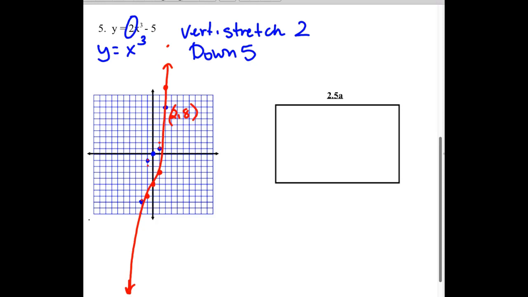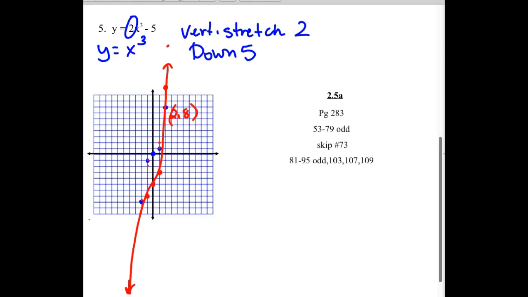Questions on any of the parent functions? So are we able to identify the parent function? Do we know the shape of those parent functions? Okay. Can we identify the transformations? And then can we move those? Yes? All right. We'll look at some more complicated transformations tomorrow.